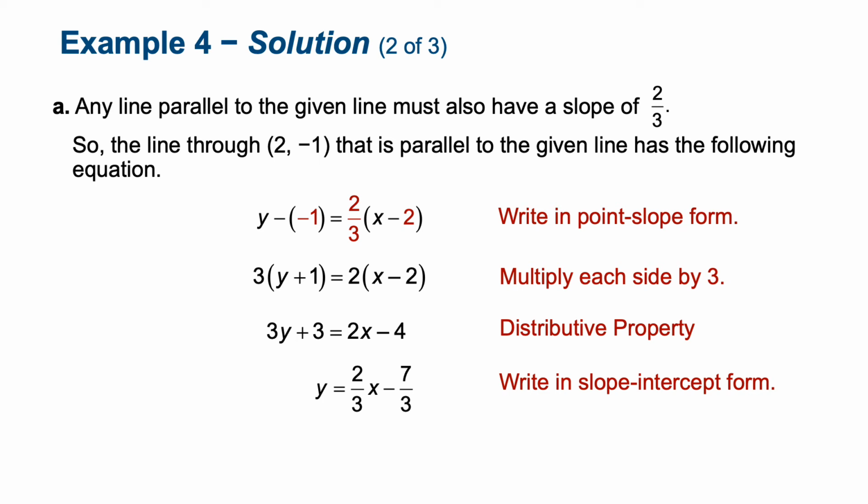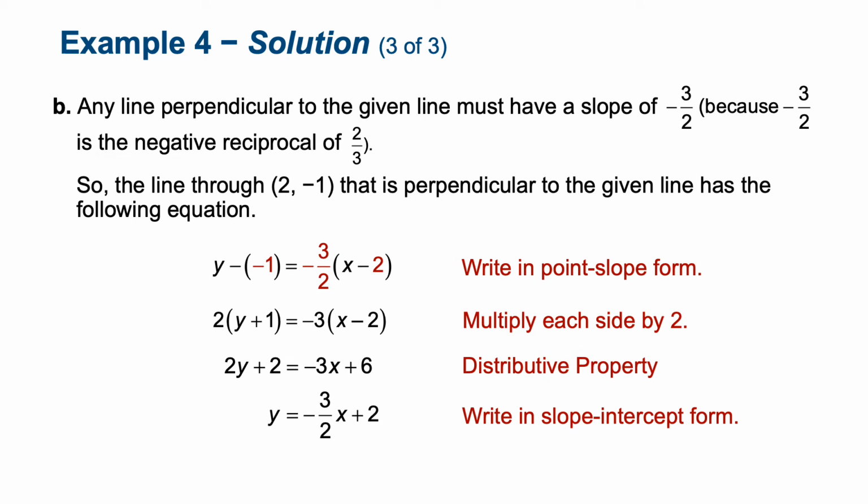So these two negatives become a positive, and if we multiply both sides by 3, we get rid of this 3 on the right-hand side. You get 2 parentheses x minus 2, and 3 parentheses y plus 1. Then do distributive property, so you get 3y plus 3 equals 2x minus 4. Subtract by 3, and divide by 3. So then you would get y equals 2/3 x minus 7/3.